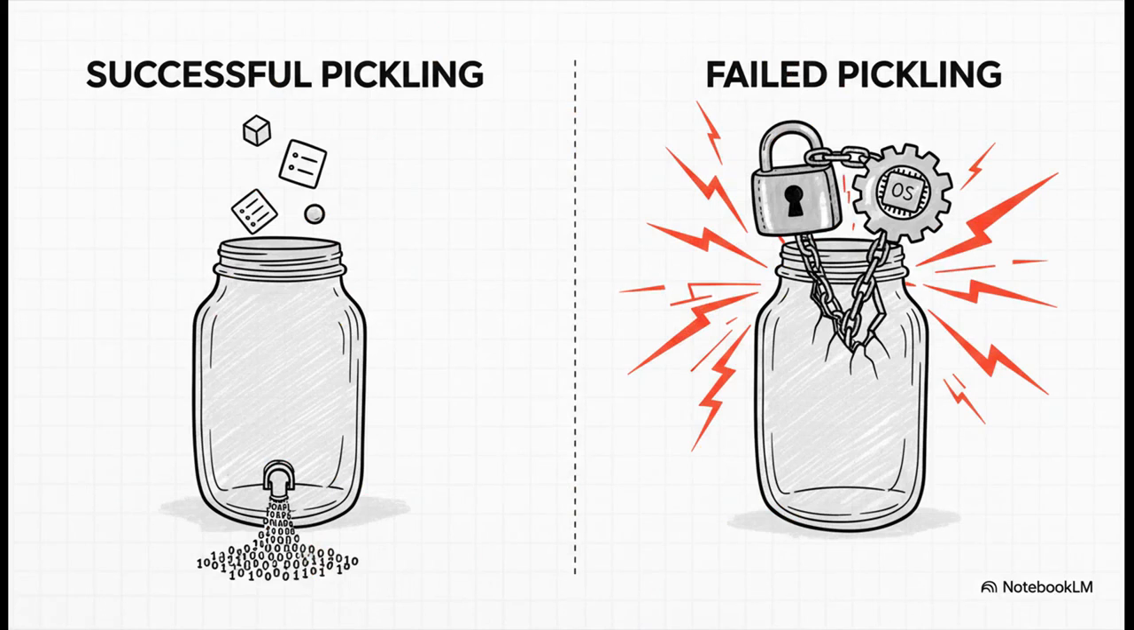So this is the super cryptic message he got back, a type error. It says it can't pickle a thread lock object. Now, pickling is just a fancy Python word for turning an object into a stream of bytes so it can be copied or saved. The word itself isn't the key. The real clue is what it couldn't copy, a lock. And a lock is something that's tied directly to the computer's operating system. It's not just data anymore.